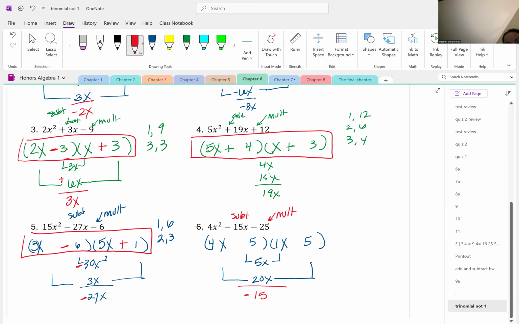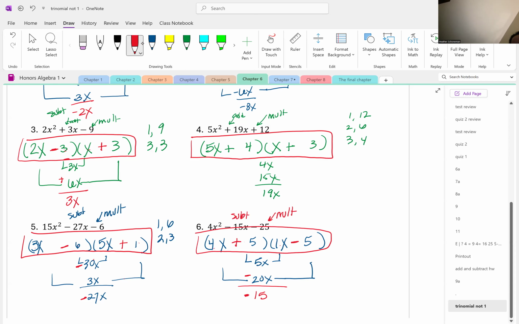And then to make it negative, I need the 20 to be negative. To get the 20, I do the 4x and the 5. So my negative is going to be here. And then I need 5 and 1 to stay positive, so I have to put this positive here. And that is going to give me my answer.